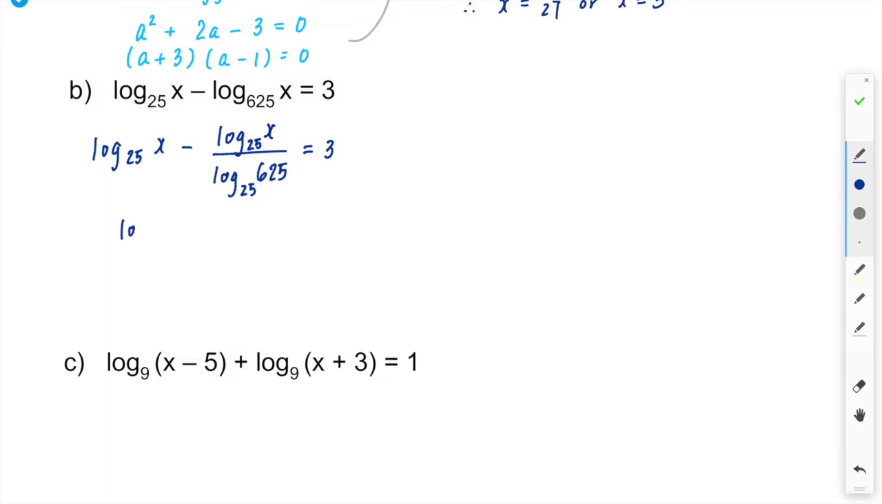So I have log x base 25 minus log x base 25 over log 625 base 25, and I can actually simplify because 625 is 25 to the power of 2. That's what we have. And so we have like terms on the left side. 1 minus 1/2 of log x base 25. This simplifies into 1/2 log x base 25 equals 3.